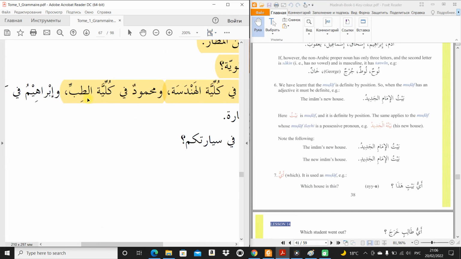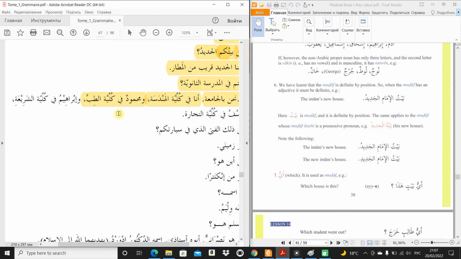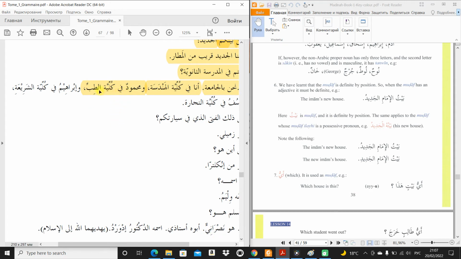And there is a small typo. This thaw is supposed to have shadda because that's a lunar letter. A lunar letter takes shadda, and this lam is not pronounced. That's from the very first lesson, or from the second lesson, as far as I remember. So ومحمد في كلية الطب. كلية الطب. Shadda is supposed to be here. وإبراهيم في كلية الشريعة. In the faculty of Sharia.